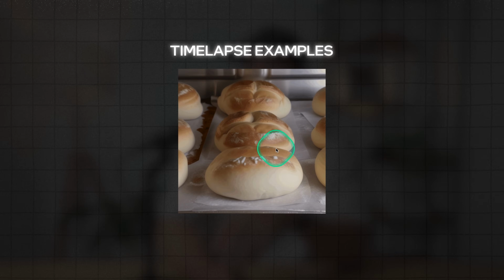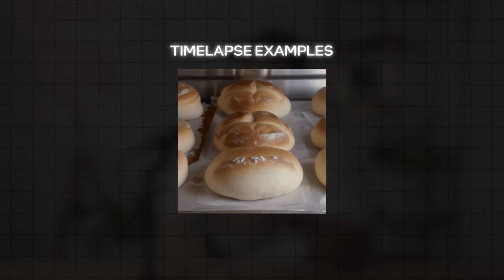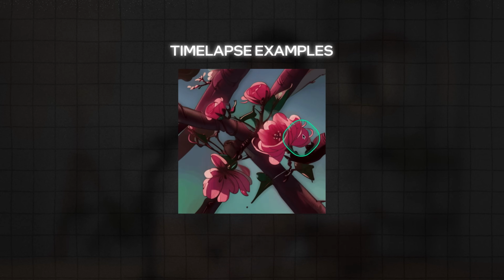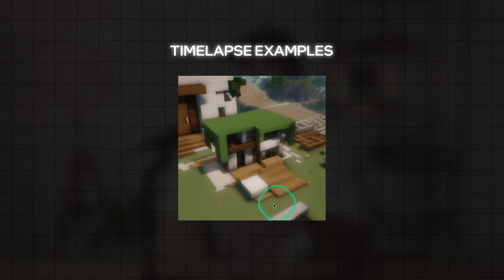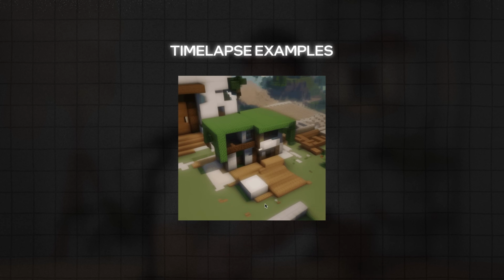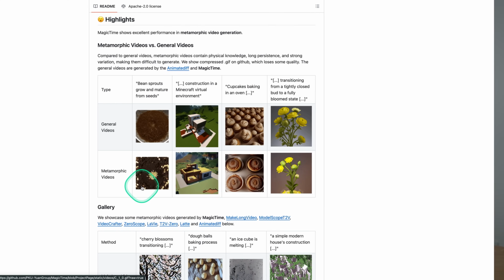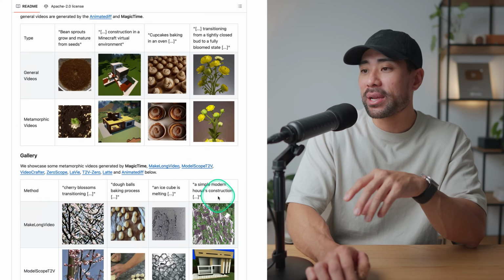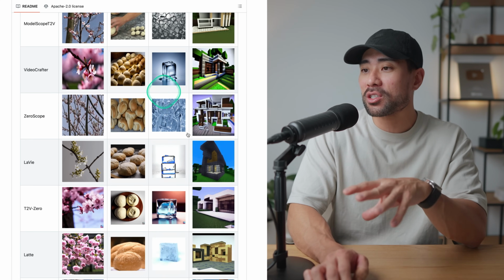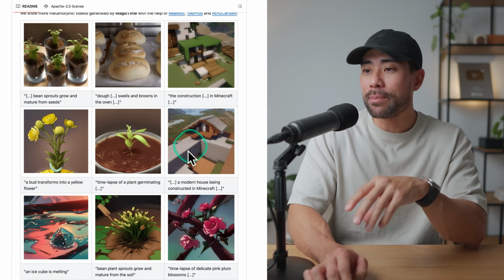And here's another example of baking bread. We've got another one of cherry blossoms. Here's one that looks kind of like Minecraft. So it's building the house. There are more examples on their website. You can see the seed sprouting and more ice cubes here, and even more examples here.